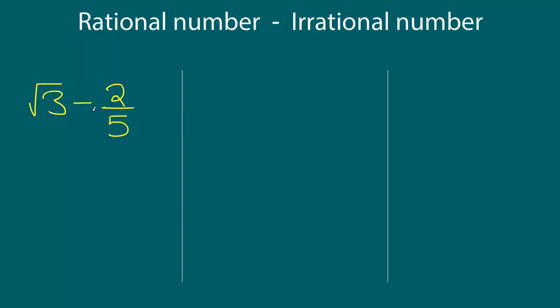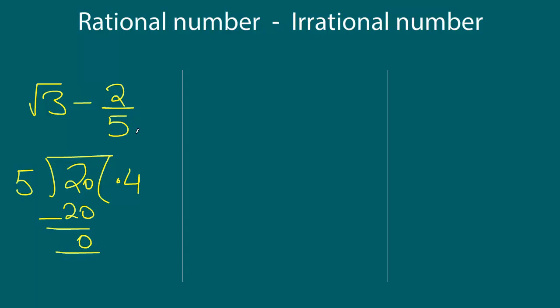When we have something like this, first we convert the rational number to decimal form. How do we do that? We simply divide 2 by 5. 5 fours are 20, and the remainder is 0. So this is square root 3 minus 0.4.